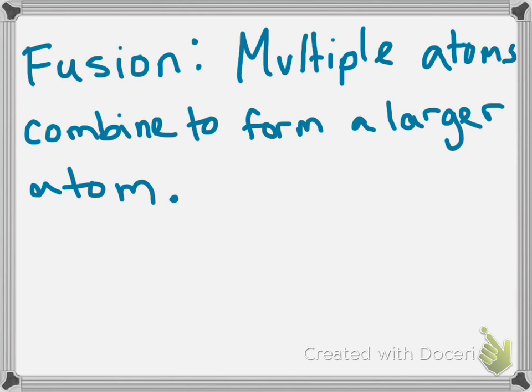Now let's talk about fusion. Fusion means multiple atoms combined to form a larger atom. So I might start with 2 small atoms, and they end up combining. They come together to form 1 larger atom. And maybe a neutron will shoot off, or 2 neutrons will shoot off. But the key is 2 atoms are combining to form 1 larger atom.